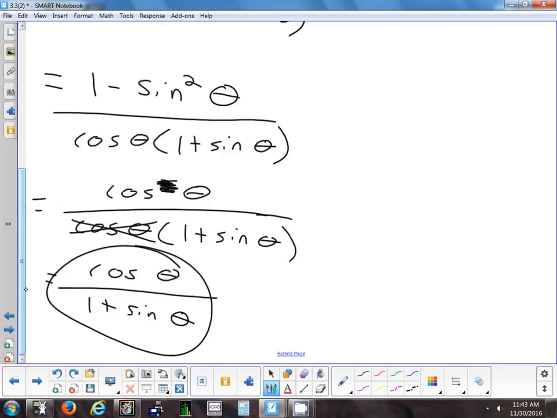So this step right here, of not distributing out the cosine, if you've ever, like, is anybody that plays chess in here?